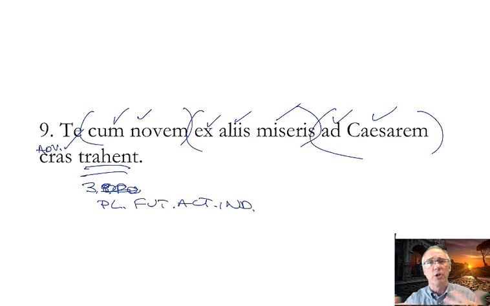I use the check marks to show we're just taking these words one by one as we get to them. So there you go. They will drag you with 9 of the other poor people to Caesar tomorrow.